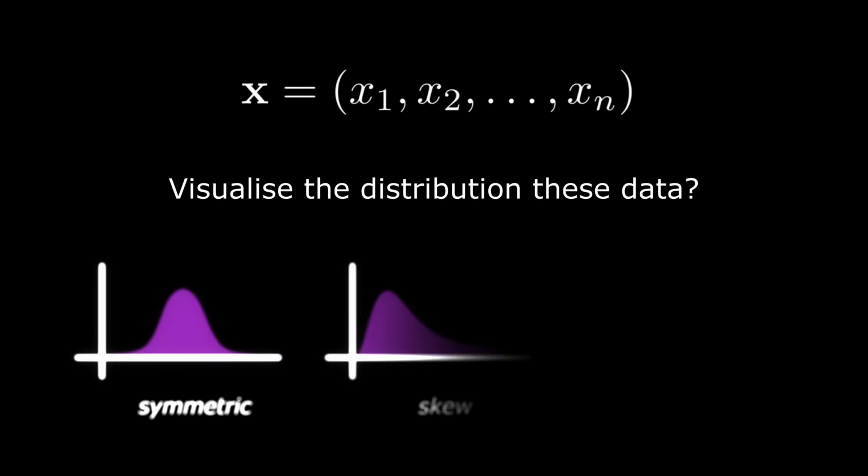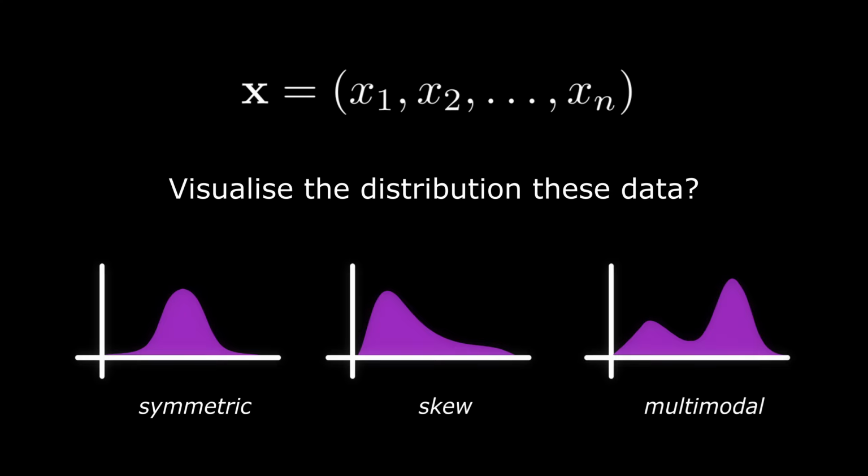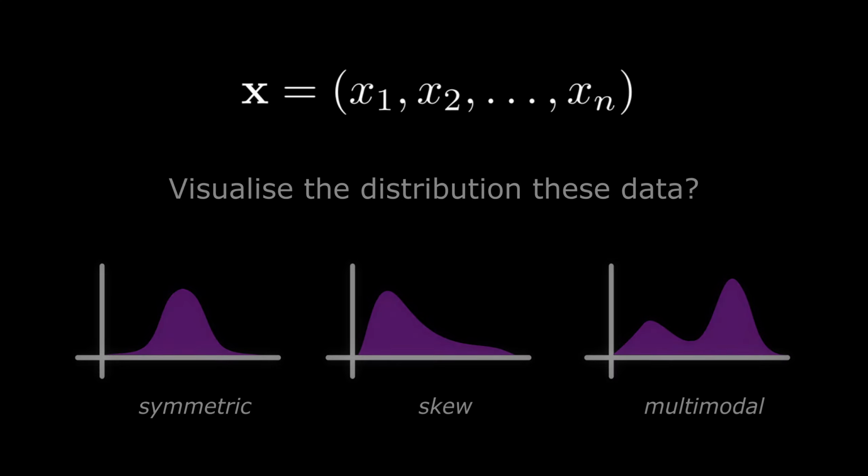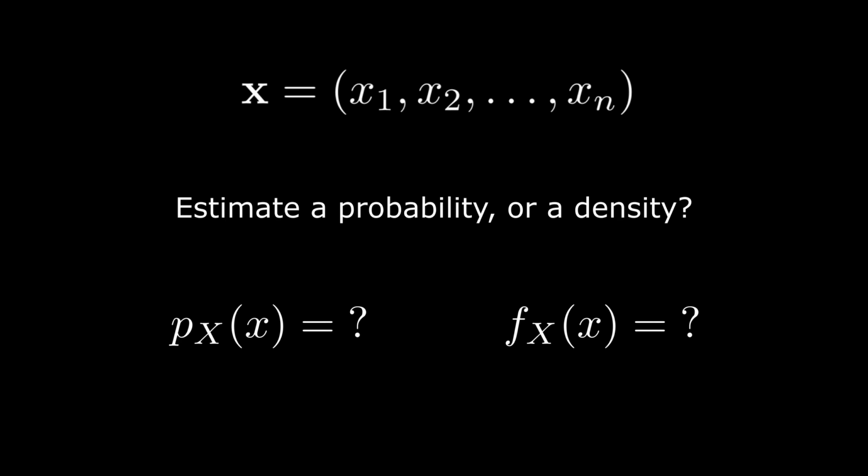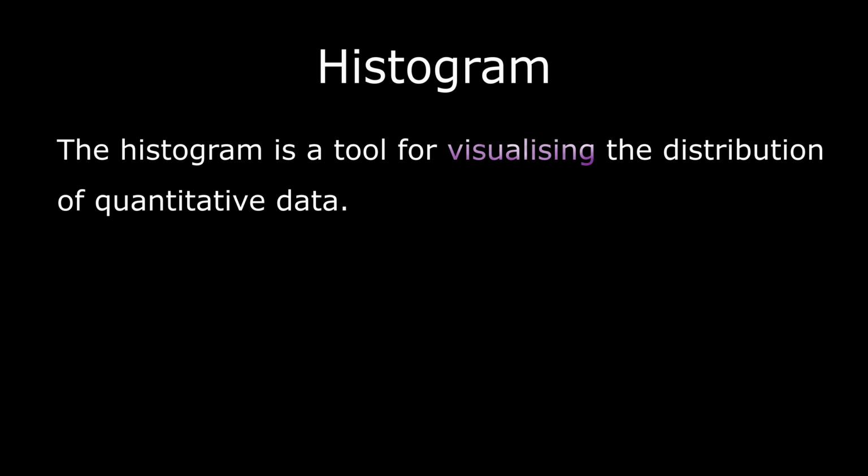Visualizing the distribution of data is an important tool for statistical communication. Distributions are useful because they allow reasoning about a variable in terms of densities and probabilities. The histogram is a simple tool that is used to visualize the distribution of quantitative data.